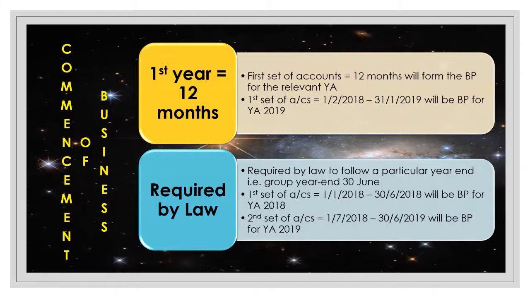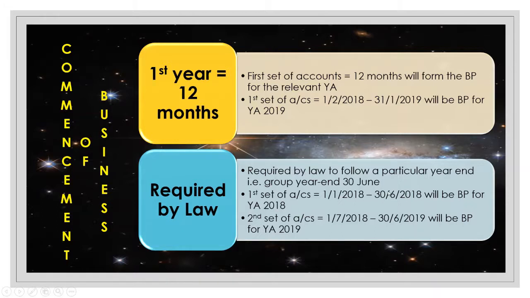So let's say you are a subsidiary of a group of companies which has a year end of 30th June. If you commence your business on 1st January 2018, you will close your account on 30th June 2018. Therefore, for year of assessment 2018, your basis period will be your first set of accounts, from 1st January 2018 until 30th June 2018.